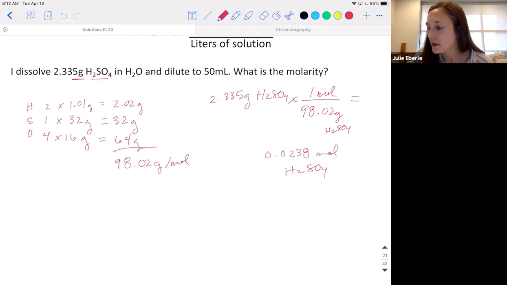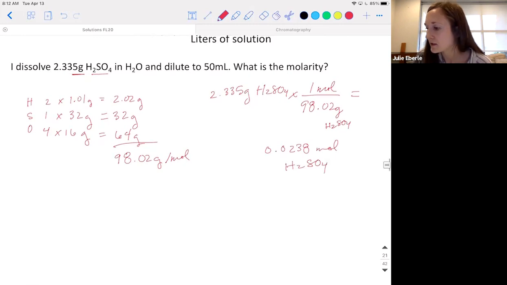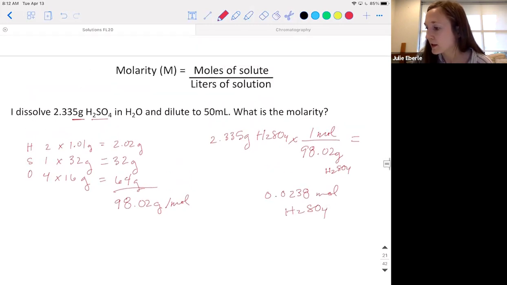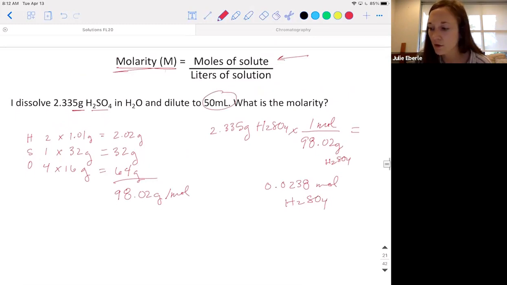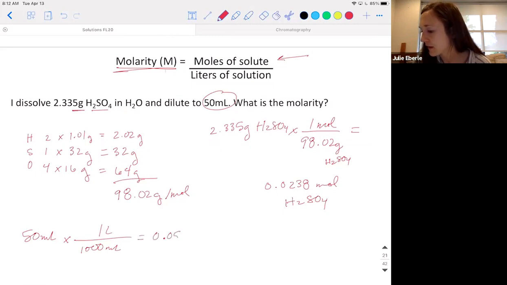Okay. So now we've got moles, and looking at our equation, we're going to plug that in right here. We're trying to solve for molarity, so we plug moles in on top, liters of solution on bottom. Well, we've got milliliters. That's our volume, so we need to convert that to liters. So 50 milliliters times, there's 1,000 milliliters for every 1 liter. We're just converting milliliters to liters. You should get 0.05 liters. And then we plug that in on the bottom.